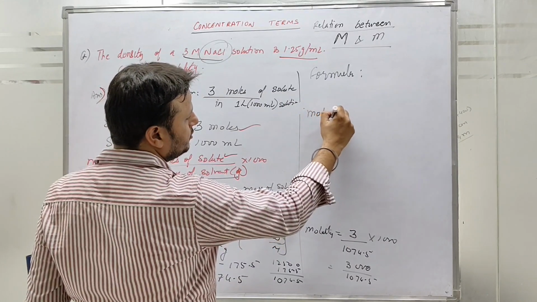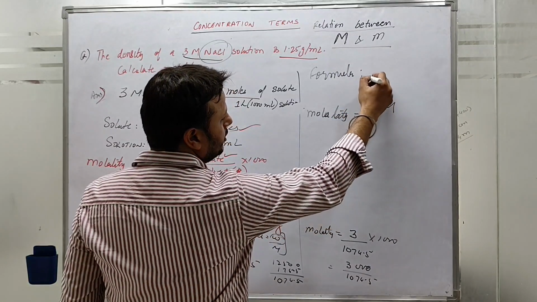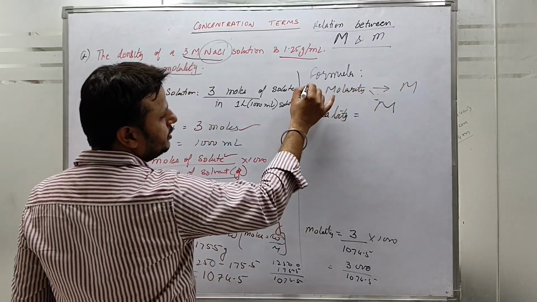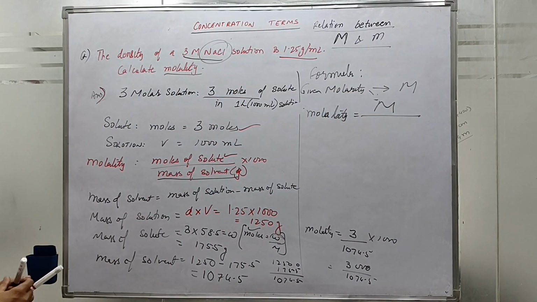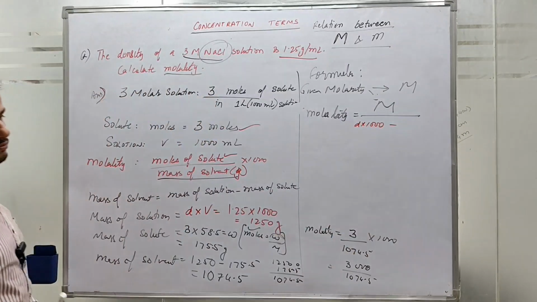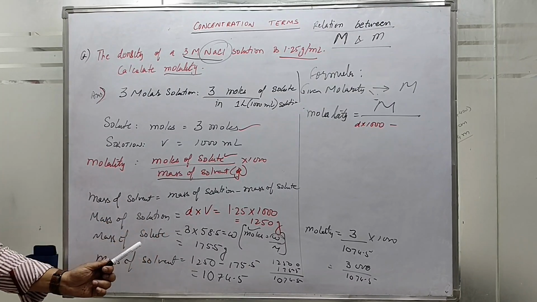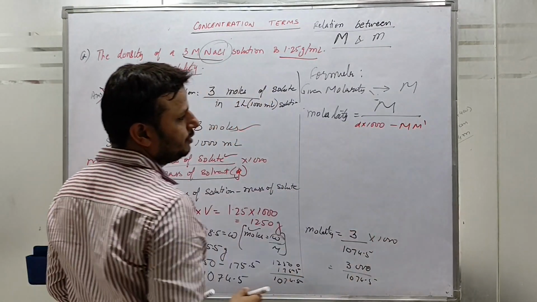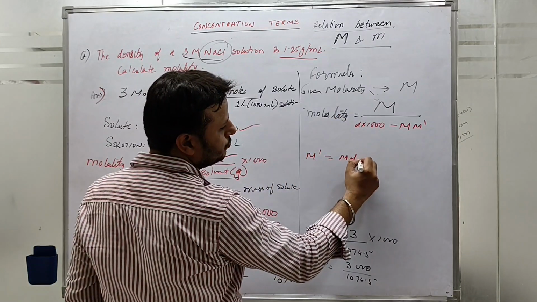मोलैरिटी गिवन है, मोलैरिटी इज इक्वल टू कि जो मोलैरिटी है कैपिटल M मीन्स मोलैरिटी, गिवन मोलैरिटी इज कैपिटल M डिवाइडेड बाय मास ऑफ सॉल्यूशन. हमने निकाला डेंसिटी इनटू वॉल्यूम, और वॉल्यूम हमेशा 1000 ml. Mass of solution, density into volume, and mass of solvent. M into M dash. What is M dash? M dash is molar mass of solute.